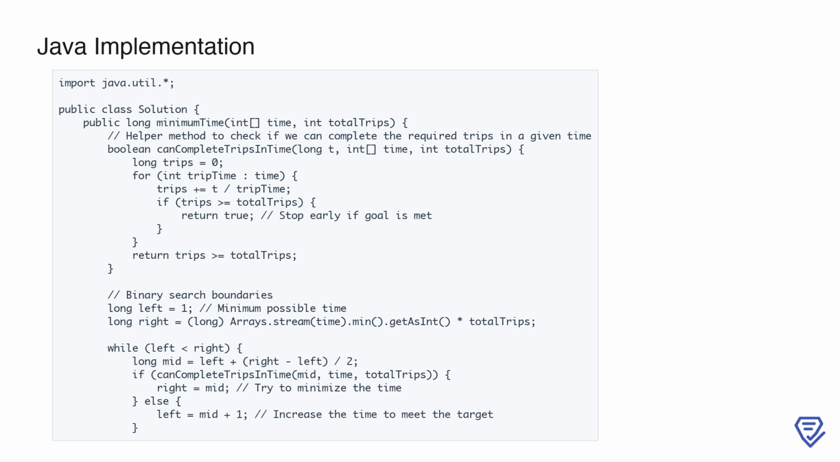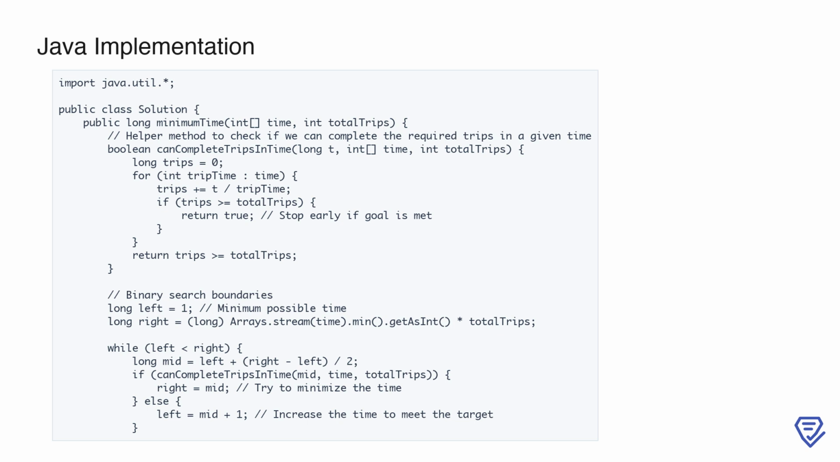This method determines whether we can complete the required number of trips within a given time t. It iterates over each bus in the time array, calculating how many trips each bus can complete within t by dividing t by the individual bus's trip time. If the cumulative trips meet or exceed total trips, the method returns true, stopping early to optimize performance. Otherwise, it returns false.